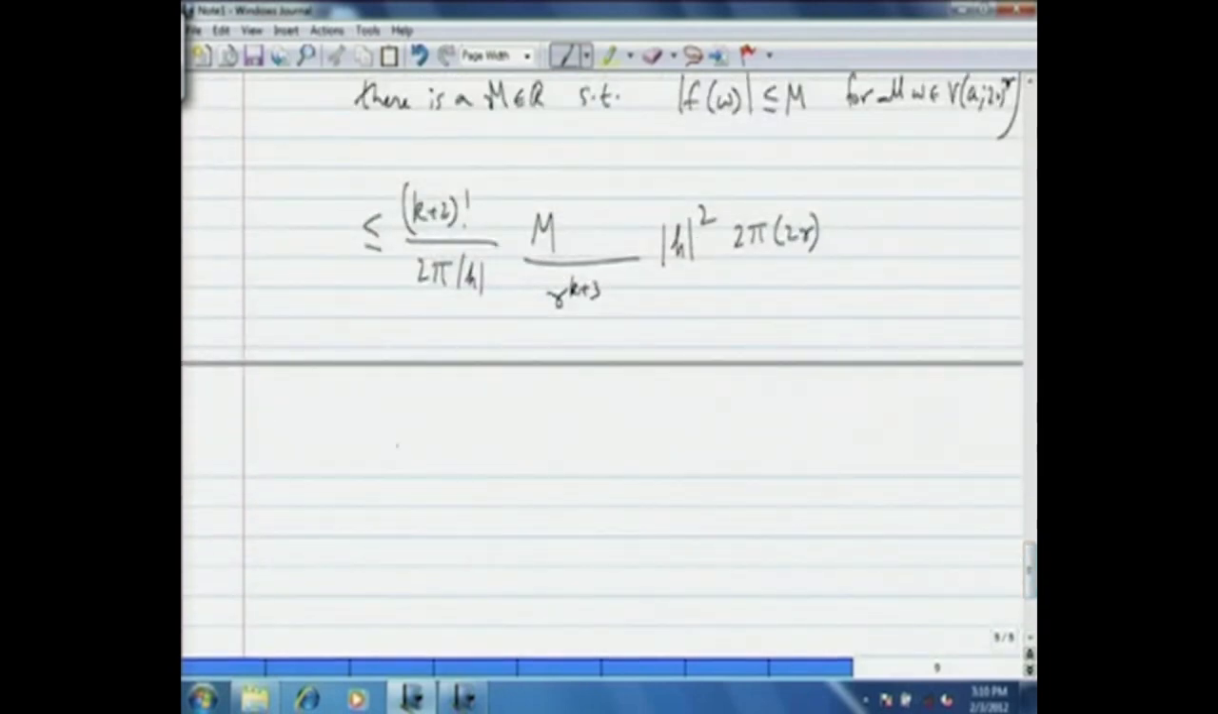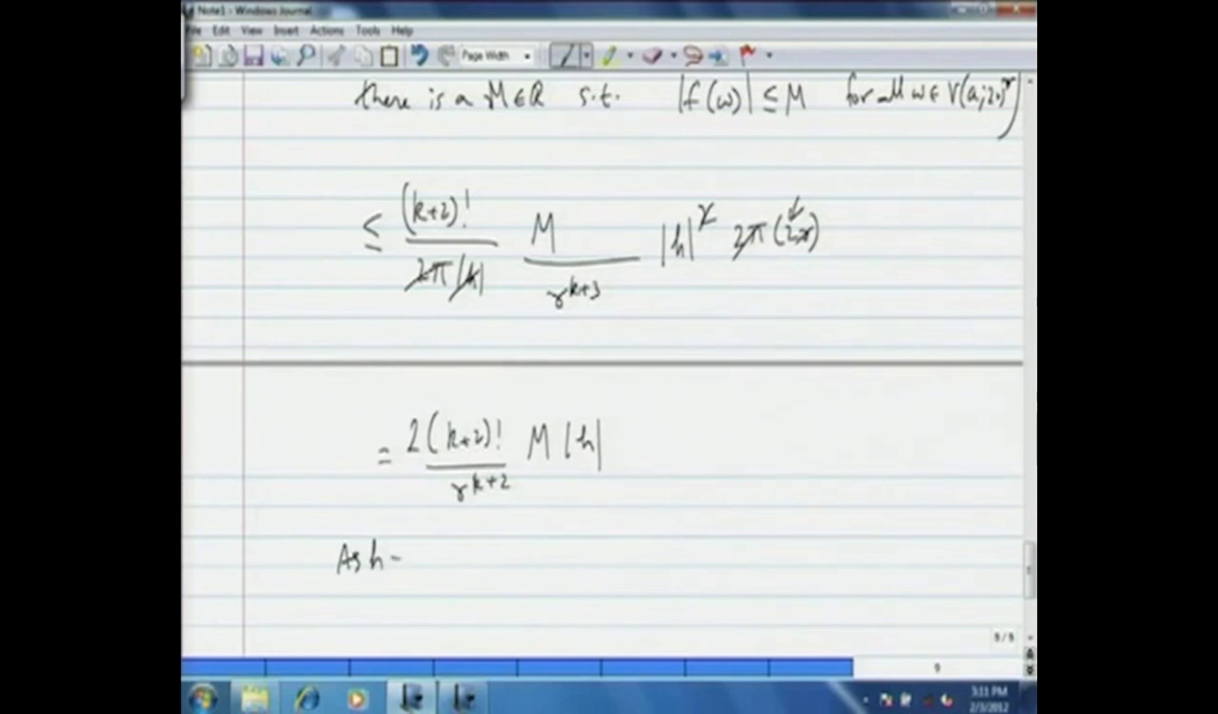So, after cancellation, it is clear that this is actually equal to k plus 2 factorial divided by r power k plus 3. h cancels with 1 factor h here in modulus and 2 pi cancels with 2 pi, and then actually 1 r cancels here with 1 factor. So, I guess I have r power k plus 2 times m and then modulus of h, and then there is a 2 as well from here. So, that is what this difference in modulus is less than or equal to.